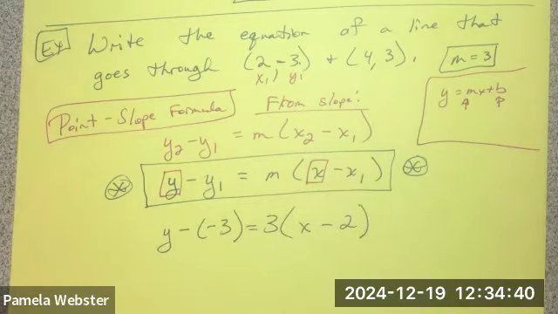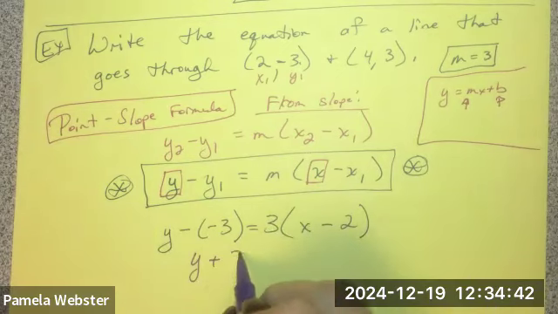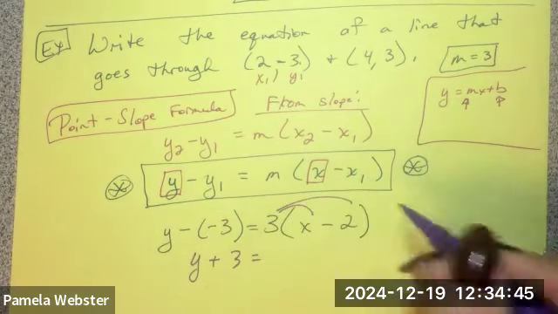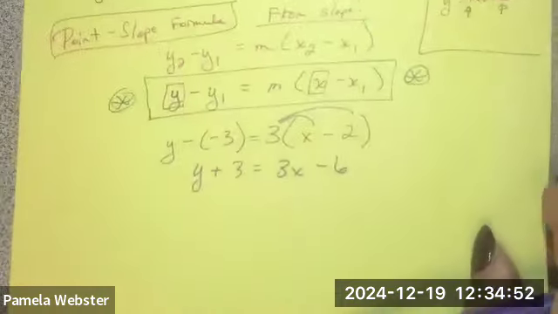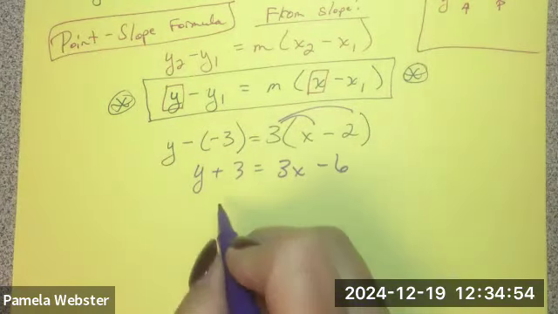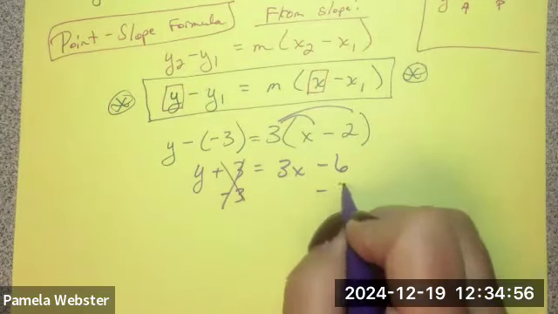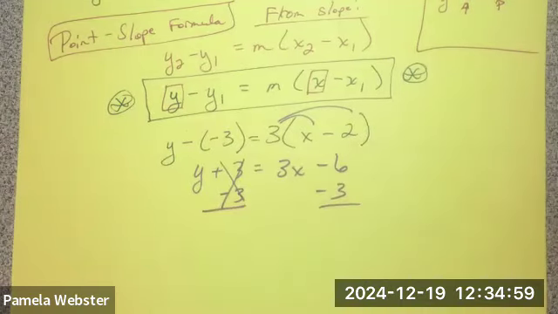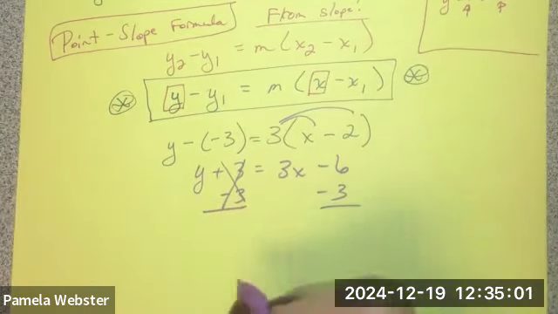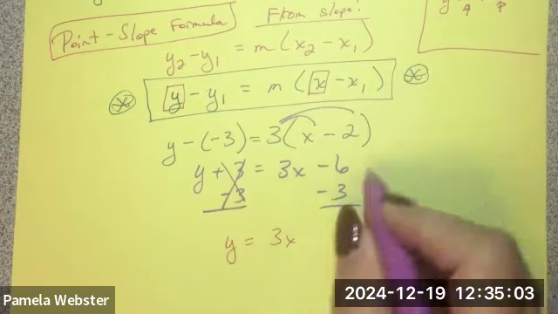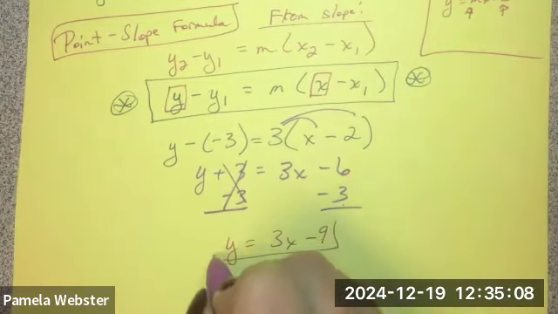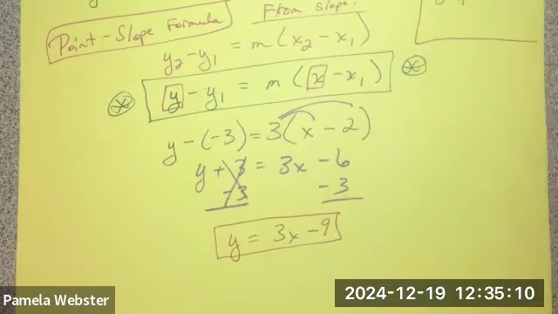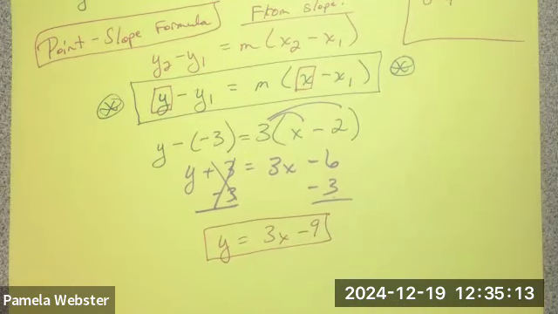Okay, so let's see what we can do. This is y plus 3, and I'm going to distribute this 3 through, so it equals 3x minus 6. And now I say, hey, get that y completely by itself. So I'm going to subtract 3 from both sides. This left-hand side is just y equals 3x, -6 minus 3 is minus 9. 3x minus 9.